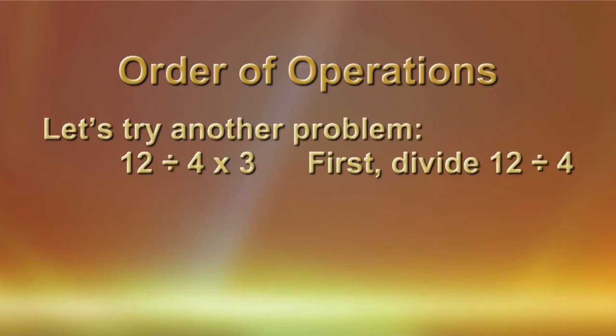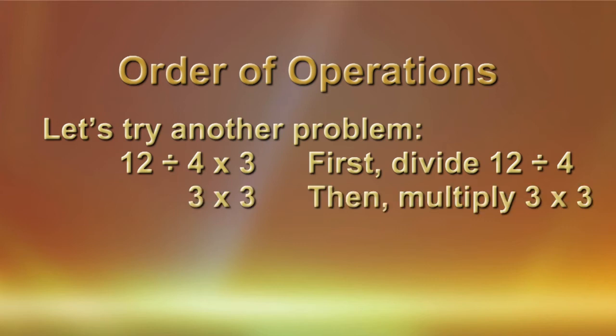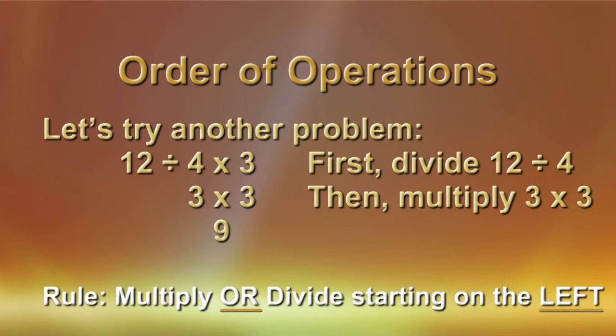Let's try another problem. 12 divided by 4 times 3. In this question, we should divide first. So divide 12 divided by 4, and that gives you 3. Then multiply 3 times 3. Well, 3 times 3 is 9. And here, the rule is multiply or divide starting on the left.